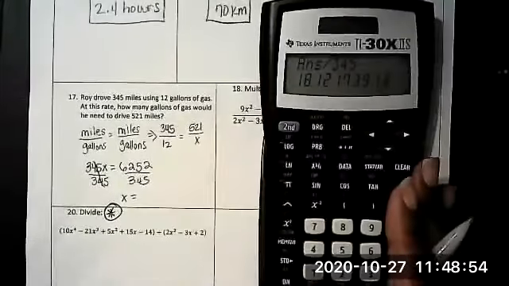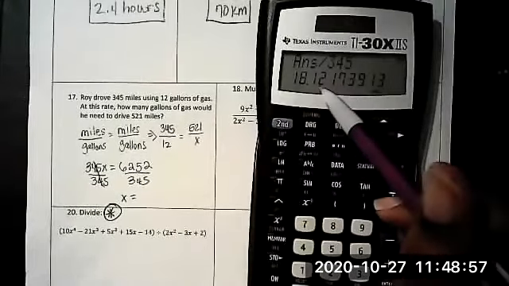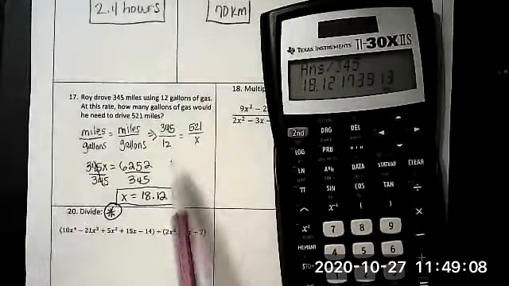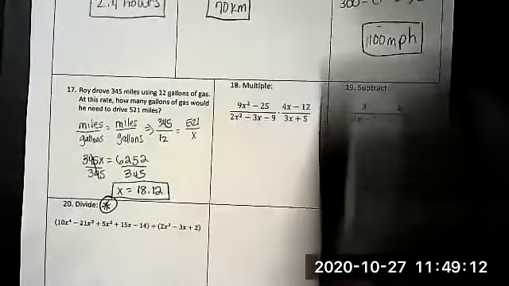It doesn't tell you to round, but of course I'm going to just round to the hundredths, so 18.12. Okay, this is only one, so this stays 2. So this becomes 18.12 gallons. Okay, good. All right, so we got that.